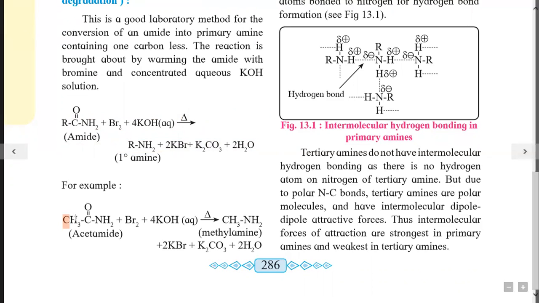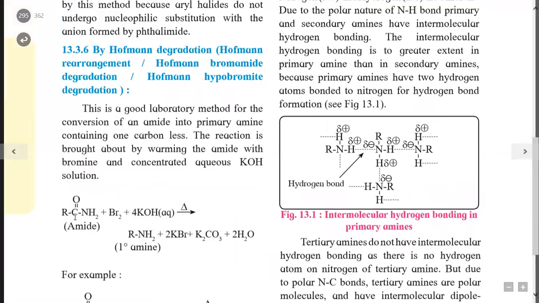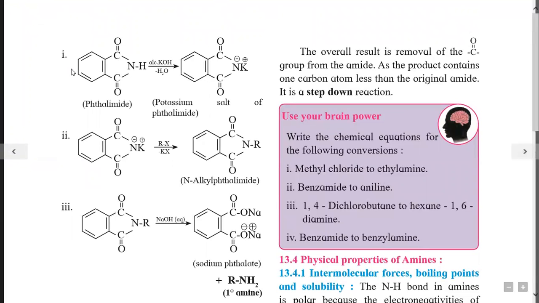Here, in a particular example, the R group is taken as CH3. So CH3 C double bond O NH2 is acetamide, which when treated with bromine and KOH gives CH3NH2, methylamine or methanamine, and the side products are KBr, K2CO3 and 2H2O. So overall, the carbonyl group is removed from the amide, and the product contains 1 carbon atom less than the original amide, so it is a step down reaction. When the carbon atom count decreases in the reaction, it is called a step down reaction.